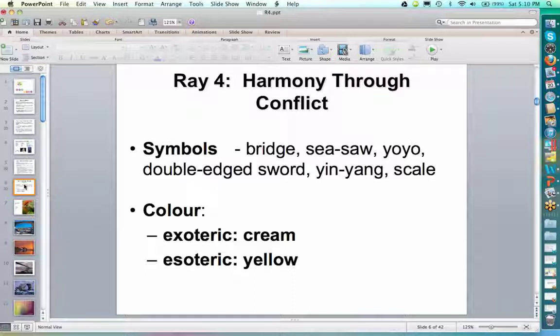Some of this we've already talked about. It's symbols and the color for the fourth ray. Exoterically, it's cream, and esoterically, it's yellow.